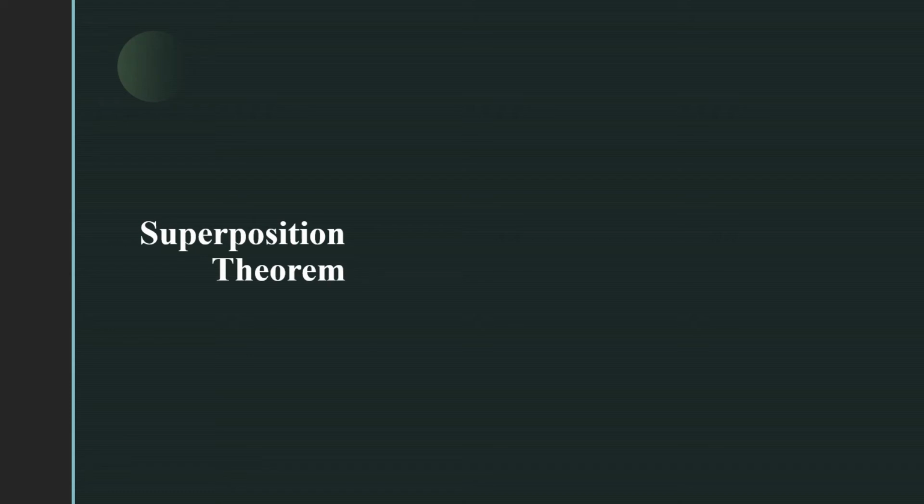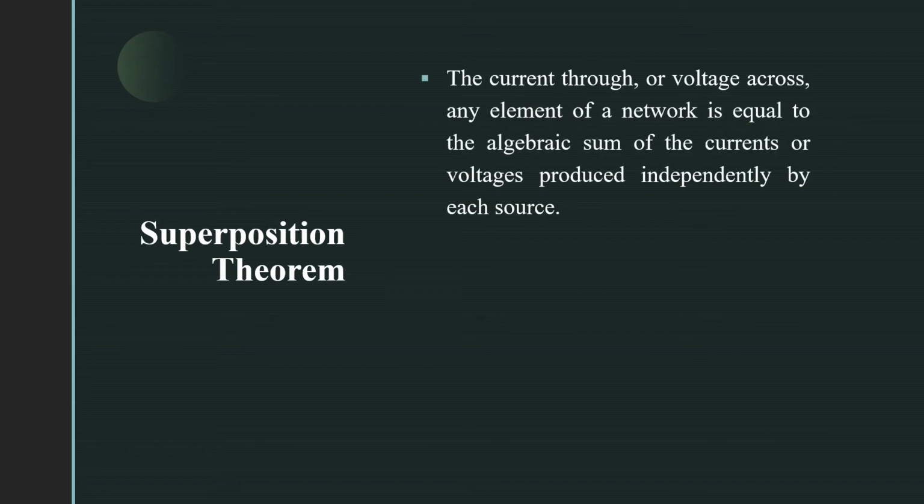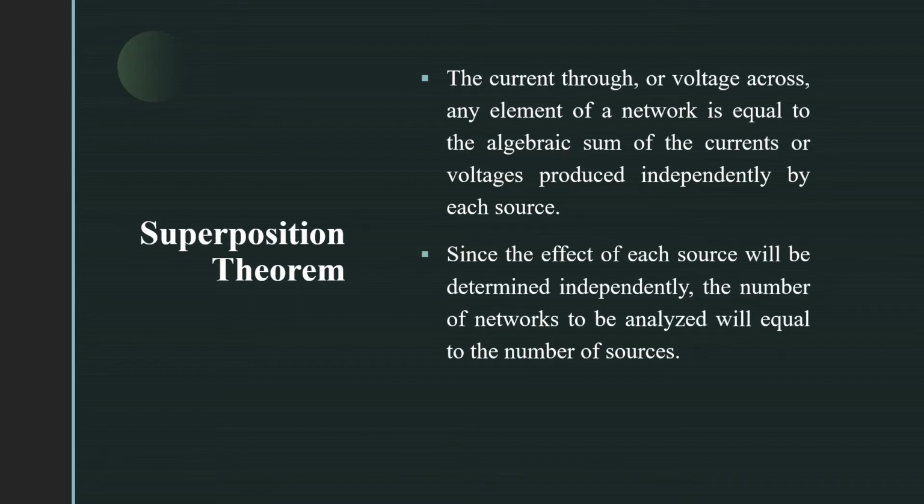For sources of different types, which affect the parameters of the network in a different manner, we apply a separate analysis for each type, with the total result simply the algebraic sum of the results. So we can define the superposition theorem as: the current through or voltage across any element of a network is equal to the algebraic sum of the currents or voltages produced independently by each source.